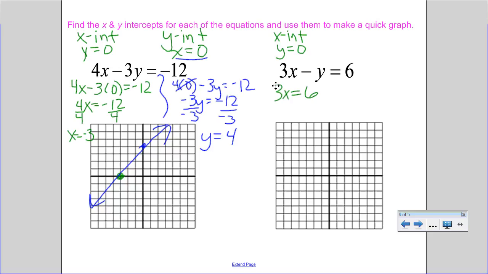For the second one, if we said for the y-intercept, x is equal to 0, we're basically dropping out this term, but you have to have the negative y. That's the only thing that makes me nervous there.